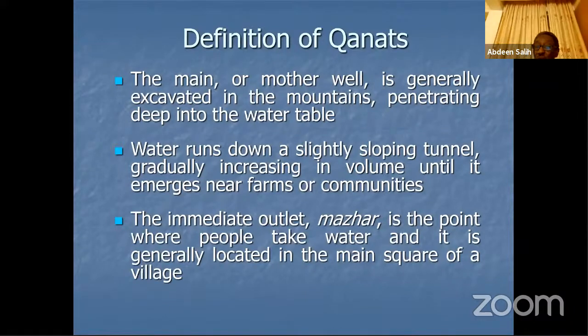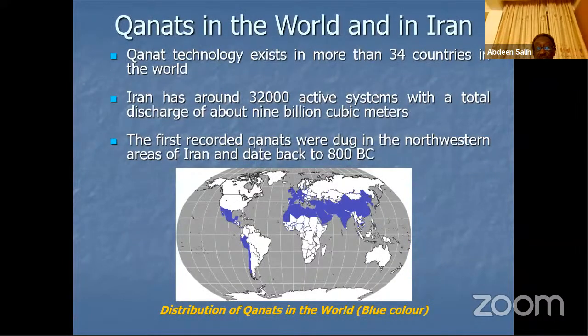So the main or mother well is generally excavated in the mountain, penetrating deep into the water table. Then water runs down a slightly sloping tunnel, gradually increasing in volume until it emerges near the farms or communities. The outlet, which is called Mashar, is the point where people take water for their various uses. Qanat technology exists, in fact, in more than 34 countries in the world.